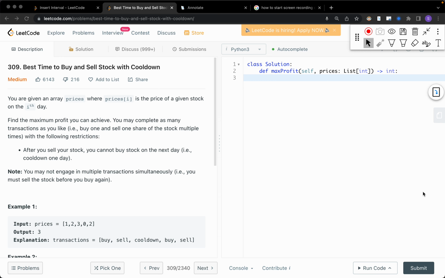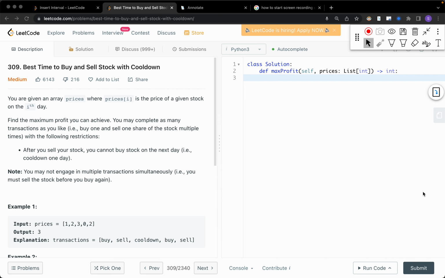Hey folks, so today we are going to discuss LeetCode problem number 309 and the problem name is best time to buy and sell stock with cooldown. So in this problem we are given an array prices where prices of i will denote the price of a given stock on the ith day, and now we have to find the maximum profit that we can achieve.